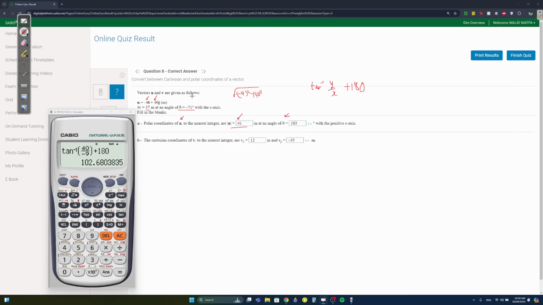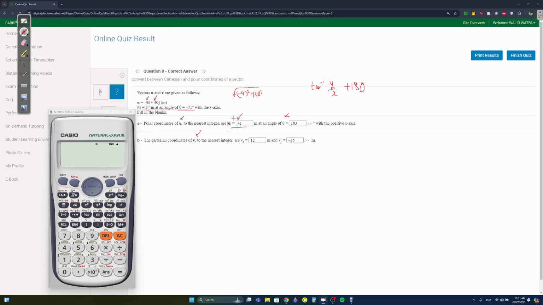The Cartesian coordinates of v. We want to convert now v, it's polar, to Cartesian. If it's in the computer part, please don't waste your time. Just press shift recall. 37, negative 71. Bam, you get 12 and negative 34.9. Yeah, it's negative 35. Just don't waste your time.